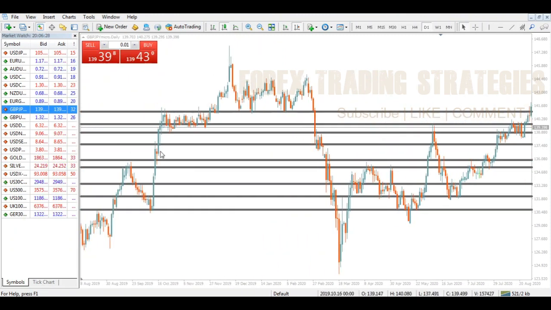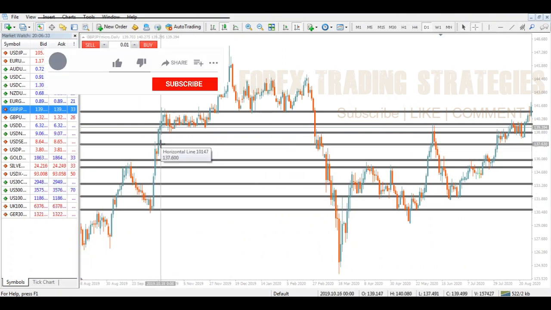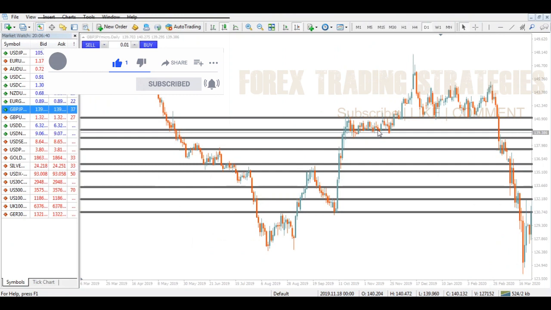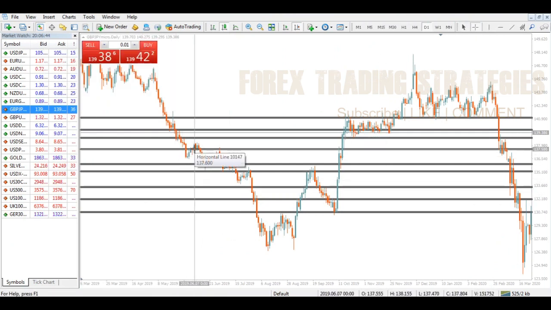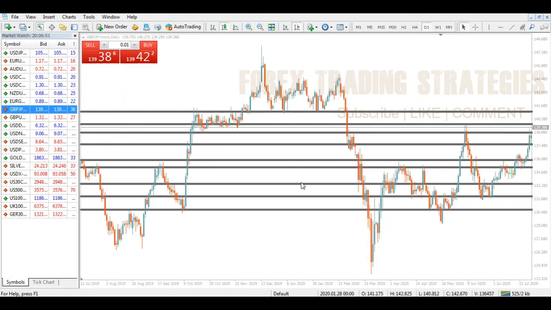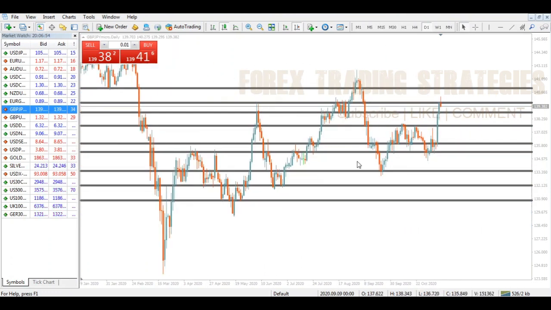Let's see how far back we can see with this level. It was again in October 2019. Price respected this level, and again in June 2019. And each time price comes back to this level, it does something. Each time price is coming to all these levels, it's basically doing something.